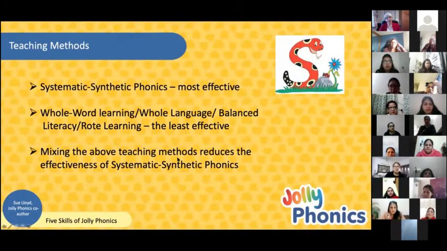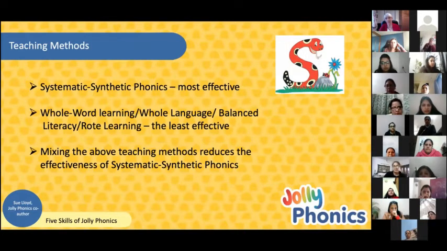Now, these are the teaching methods. Systematic synthetic phonics is the most effective. Now, this is the method that we use in Jolly Phonics. This is the method that we developed in the classroom. It wasn't called synthetic phonics then, but it has become called that since. It's a research term, and synthetic means to blend, to put together. It doesn't mean artificial here. So it's all about working the words out.